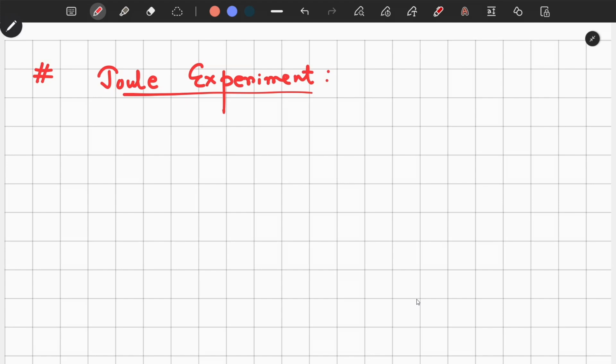So what was the intention to do this kind of experiment? That is, we know basically that U is a function of volume and temperature.